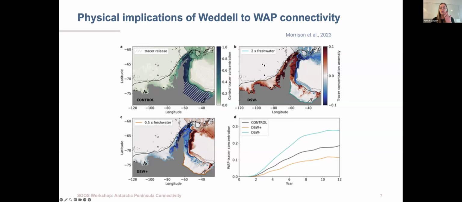But I think it's important to note as well that part of this signal is driven by the dynamical response of the coastal current. So when you add fresh water, you're accelerating that current, and it's actually also transporting a larger volume around the peninsula. So it's not just this transfer from a dense shelf water export to a long shelf advection. It's also an increase in that advection.